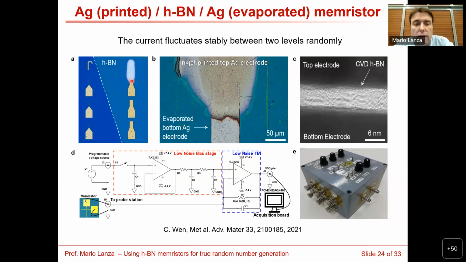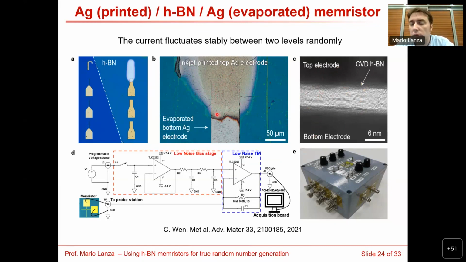When we deposit the top electrode in one specific part of this junction, we will have a metal-boron nitride-metal structure. This top electrode can be fabricated by electron beam evaporation and by other methods. In this case, we fabricate it by inkjet printing of silver. This is the structure of our device, which typically, one metal-insulator-metal h-BN structure, looks like this.